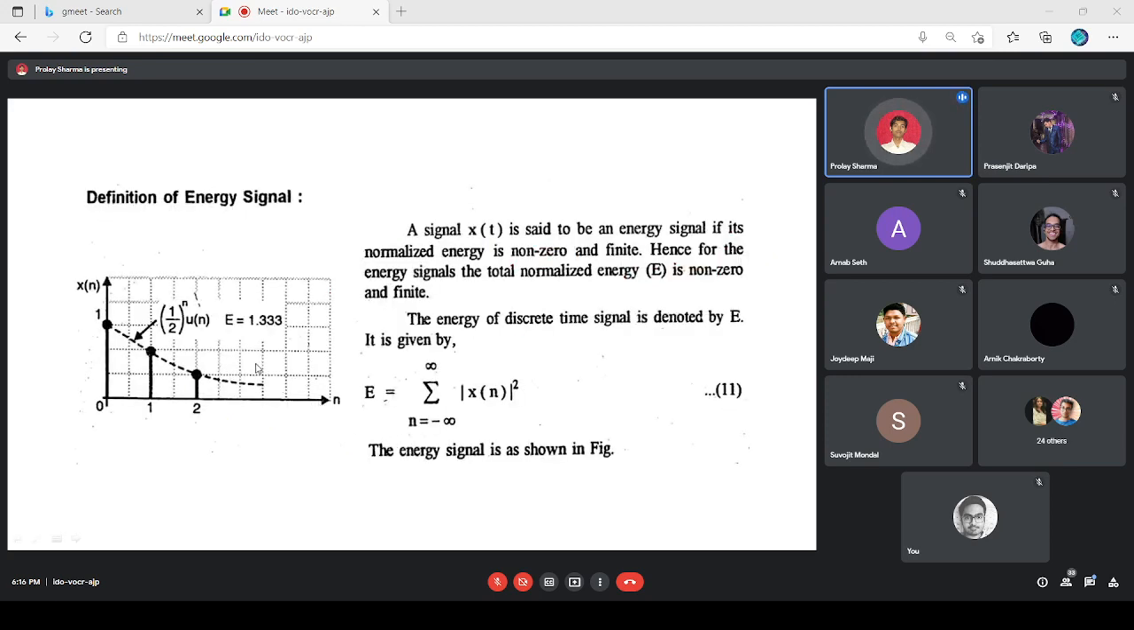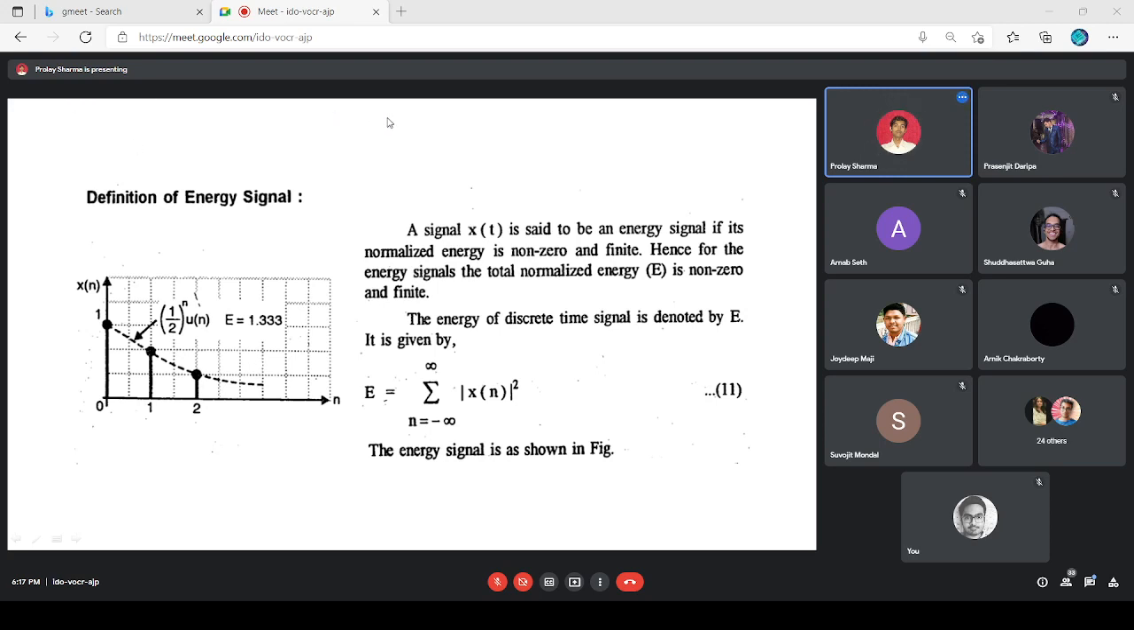Now let's define the energy signal. A signal x(t) is said to be an energy signal if its normalized energy is non-zero and finite. Non-zero finite means that a finite value of the integration has to come. That means we will call the signal an energy signal if we get a finite amount of energy from it. If we get infinite energy, then the signal will not be an energy signal.